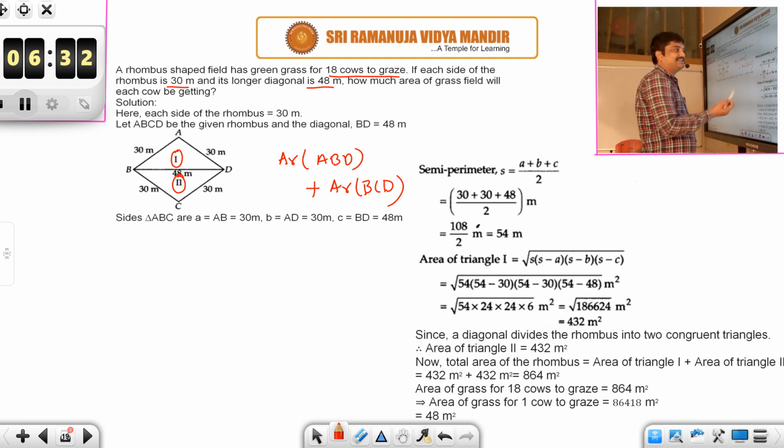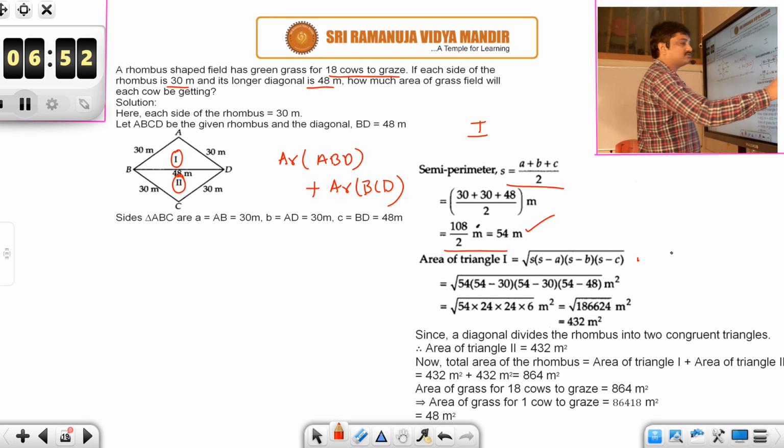Now here we know all the side lengths because we are given the diagonal. So you could find the semi-perimeter of the individual triangles. Say for one, semi-perimeter will be 30 plus 30 plus 48 by 2. So you will get 108 by 2. So semi-perimeter is 54 meters. And area of triangle, use Heron's formula, that is square root of S into S minus A into S minus B into S minus C.